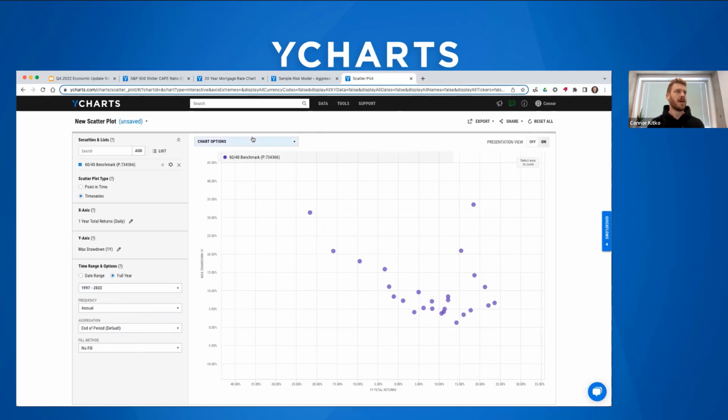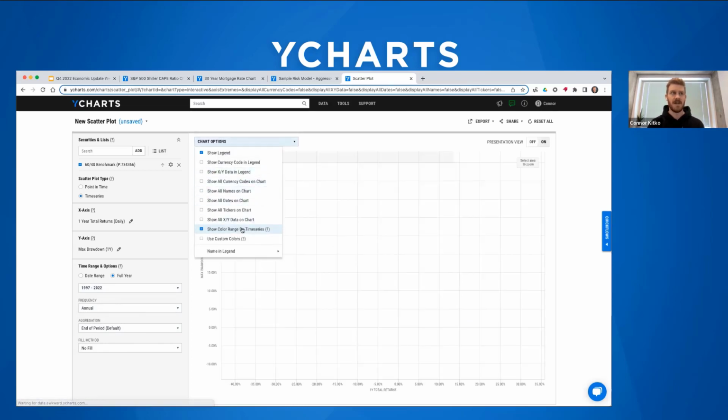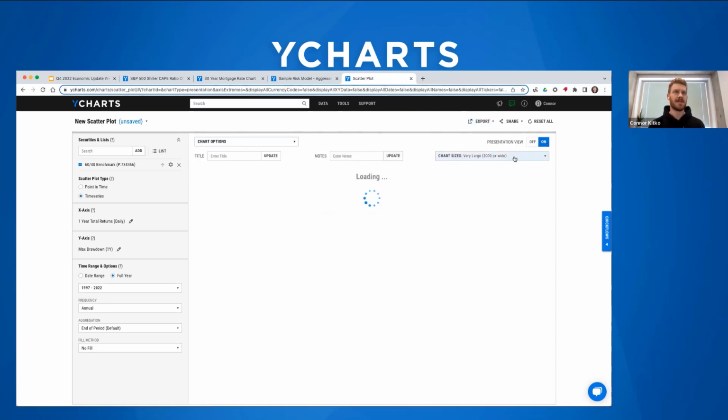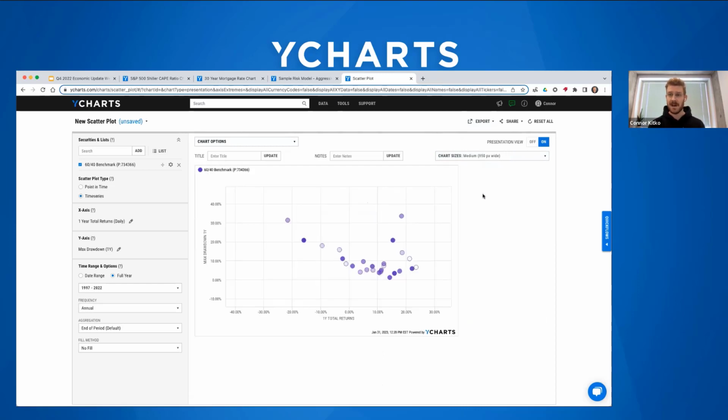Now, finally, in my chart options, I'm going to say show color range for time series. And here's where I get those darker dots are the most recent data points. And then these hollowed out dots, this one's back from 1997. So really cool visual to show how a portfolio or any securities stats are changing over time. And again, this can be exported, can turn into presentation mode, and include this in a deck or a newsletter, what have you.